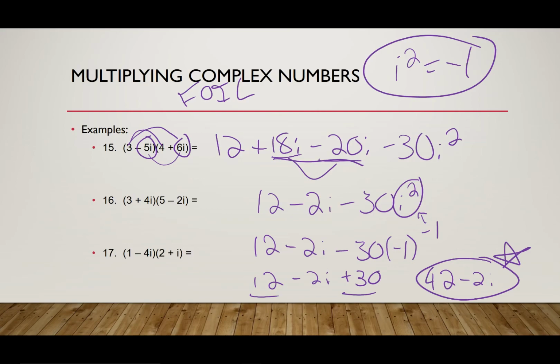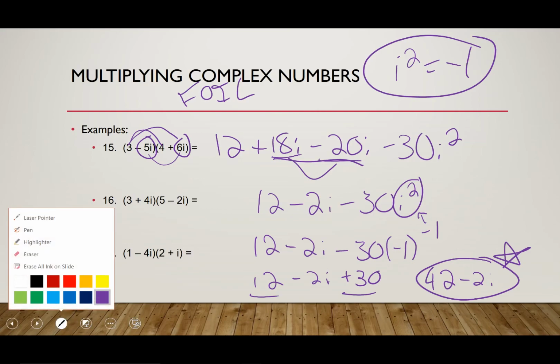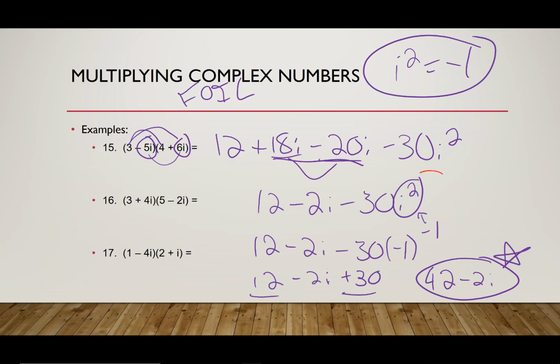It's a very important step, and it's so important that I'm going to use red, and I'm going to circle it a bunch: I squared is negative 1. Please remember that when you have I squared equal negative 1, you plug it in and solve the problem.